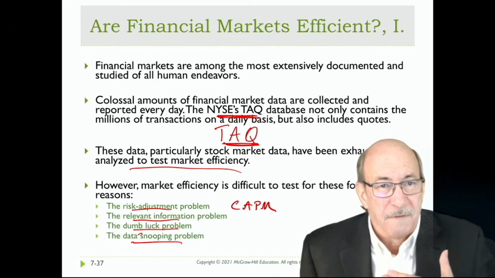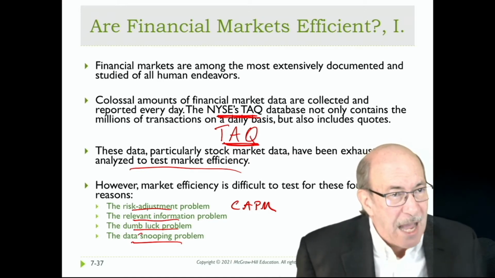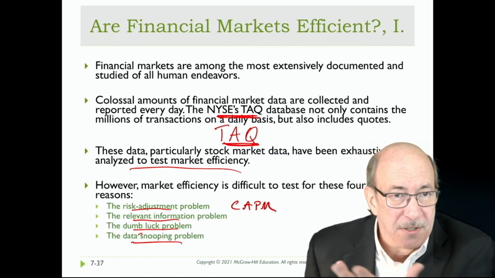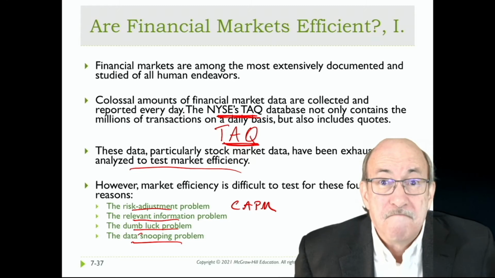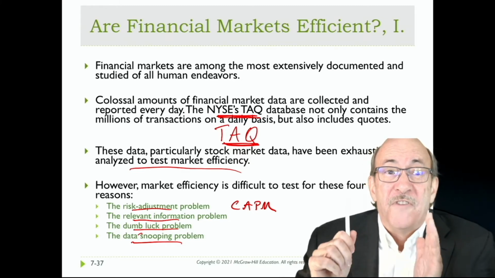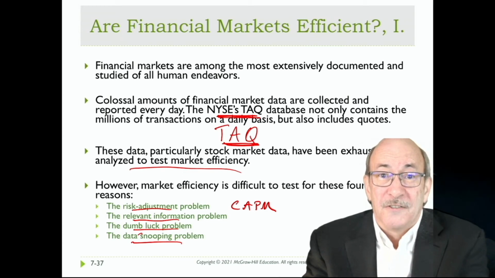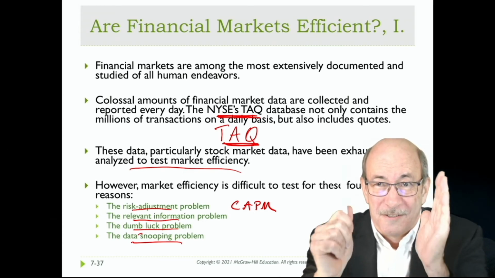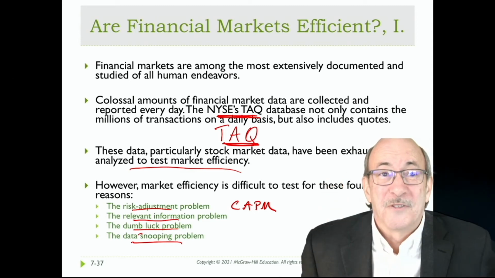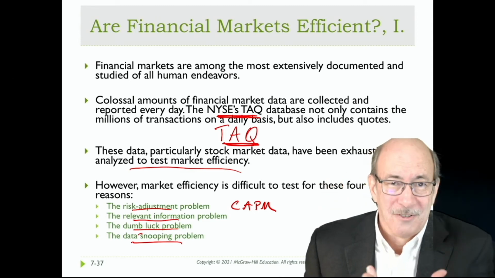What information was available at that time? Looking back, it's difficult sometimes to say. The dumb luck problem is obvious. Remember, statistics say we have 95% confidence that it's somewhere between these two bounds, right? What about that 5%? There's your dumb luck problem.